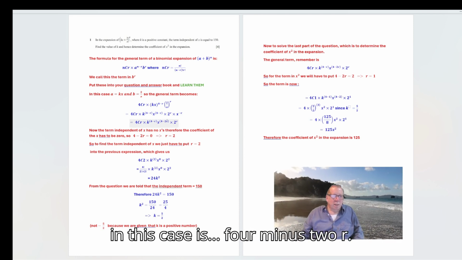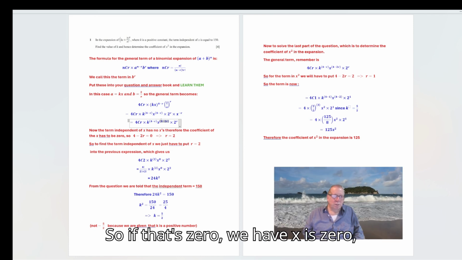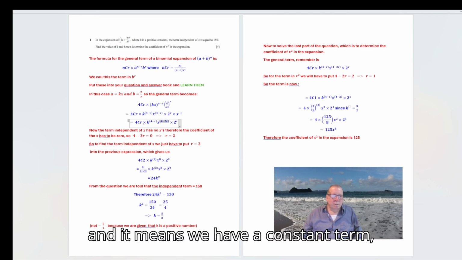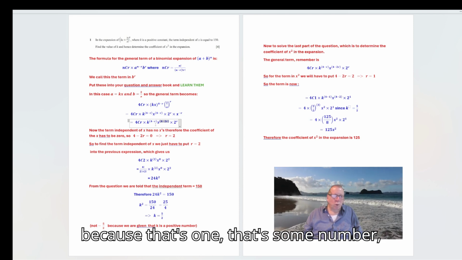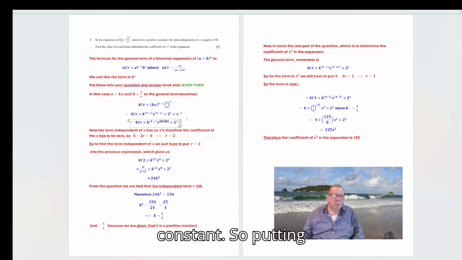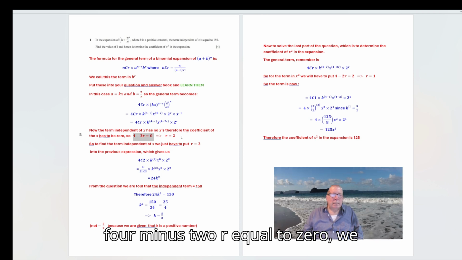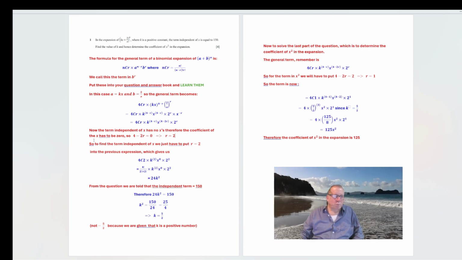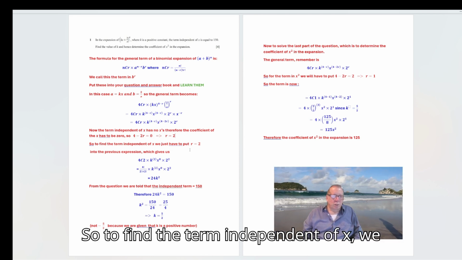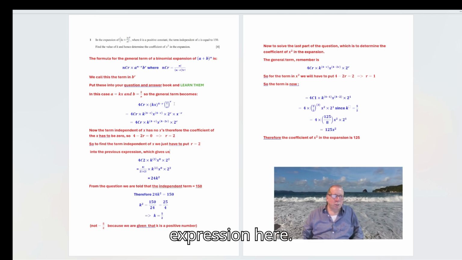Now the term independent of x has no x's, and therefore the power of x has to be 0. The power of x in this case is 4 minus 2r. So if that's 0, we have x to the 0, and it means we have a constant term, because that's 1, that's some number, that's another number, and we have a constant. So putting 4 minus 2r equal to 0, we now have r equals 2. So to find the term independent of x, we just have to put r equals 2 into our expression here.